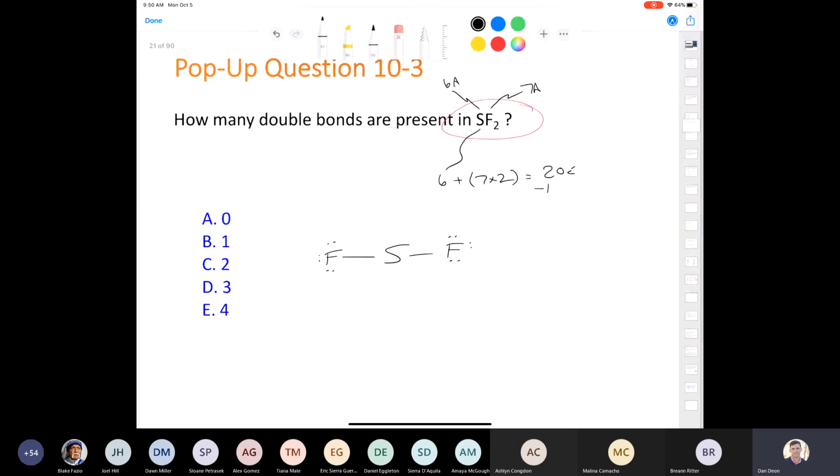If I take 20 and subtract 16, that means I've got 4 electrons left over. The sulfur does not have a complete octet. In fact, it's 4 electrons shy of an octet. So that tells you that the lone pairs are going to go on the sulfur like that. Now the sulfur has an octet, the fluorines have an octet, and my Lewis structure is perfect. There's nothing wrong with this Lewis structure. And so there are 0 double bonds present in sulfur difluoride. Give me a thumbs up even if you didn't get it right, if you follow me on the rationale.